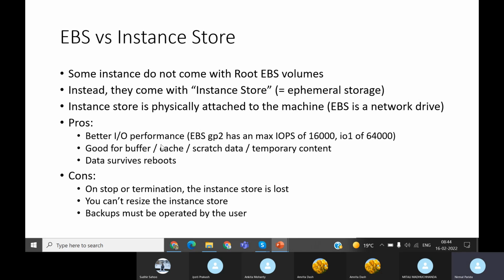Pros: better IO performance. EBS GP2 has a max IOPS of 16,000, IO1 is around 64,000, but instance store has very good IO performance. It is good for buffer, cache, scratch data, and temporary content. Data survives reboots, but on stop and start the data will be lost. If you stop and start, your host may change, but in case of reboot the host remains the same. Due to that reason your data survives reboots.